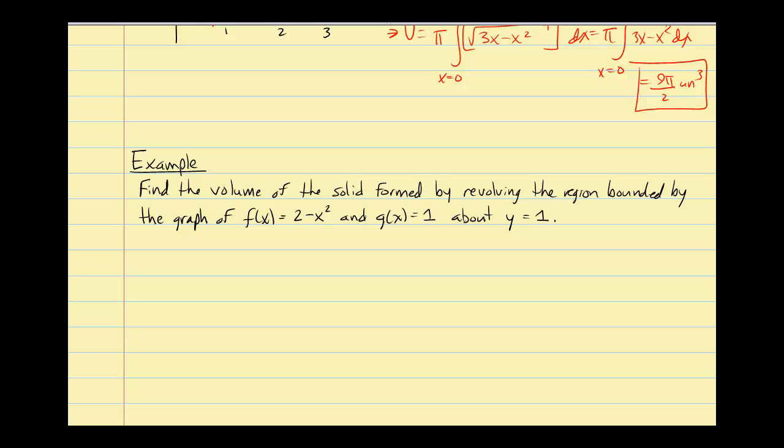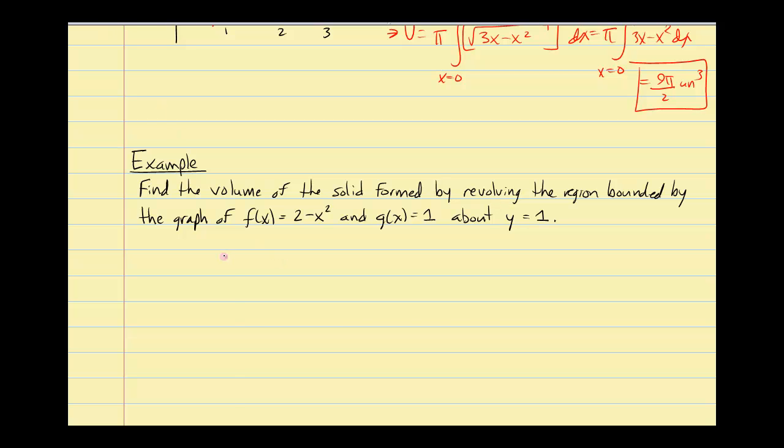Now this particular problem is a little bit different. We still want to find the volume of a solid formed by revolving the region bounded by a graph, but now instead of one graph we have two graphs. So I'm kind of thinking this is almost like an upper minus lower curve, kind of like the area between two curves, but then we rotate it, and we're rotating it about the line y equals 1.